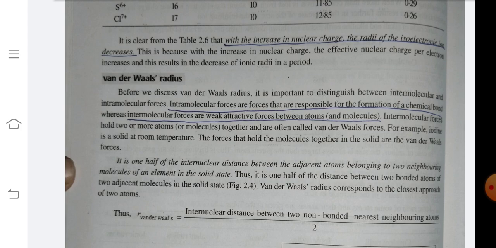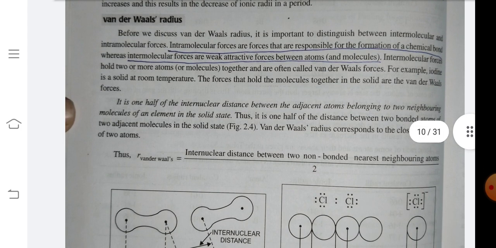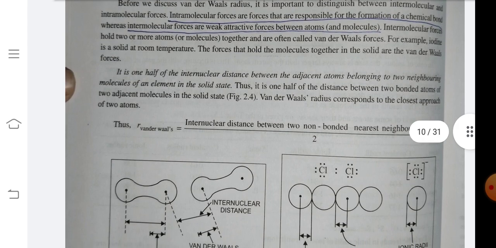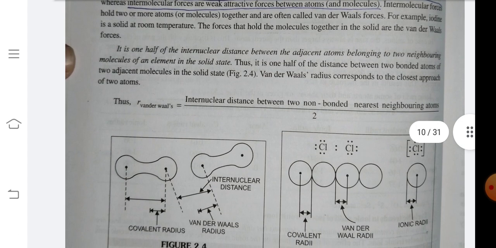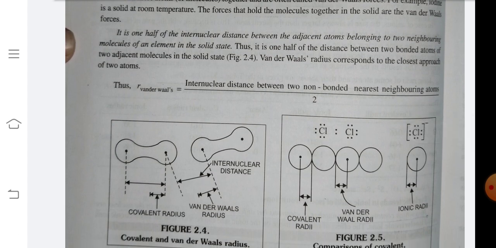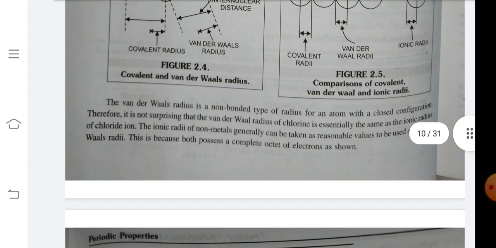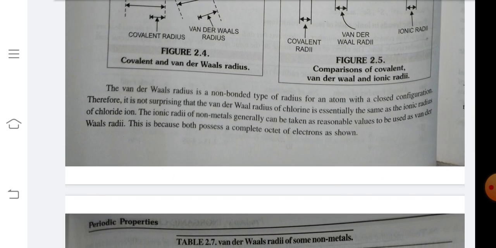It is one half of the internuclear distance between the adjacent atoms belonging to two neighboring molecules of an element in the solid state. Thus, it is one half of the distance between two non-bonded atoms of two adjacent molecules in the solid state. Van der Waals radius corresponds to the closest approach of two atoms. R(van der Waals) is equal to the internuclear distance between two non-bonded nearest neighboring atoms divided by 2. The van der Waals radius is a non-bonded type of radius for an atom with a closed configuration.